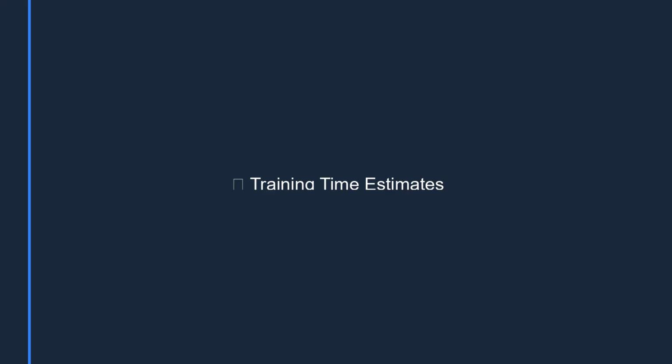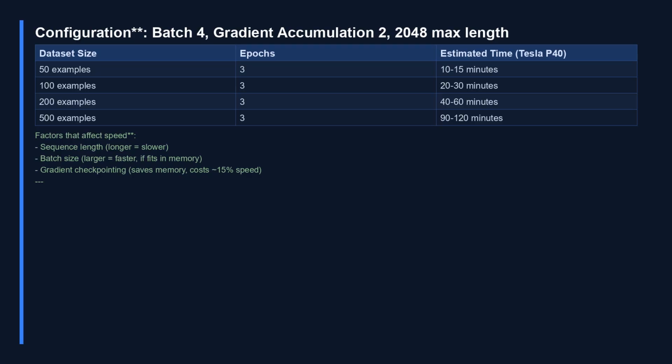Training time estimates. With a batch size of 4, gradient accumulation of 2, and a max sequence length of 2048, here's what to expect on a Tesla P40. 50 examples over 3 epochs, 10 to 15 minutes. 100 examples, 20 to 30 minutes. 200 examples, 40 to 60 minutes. 500 examples, 90 to 120 minutes.